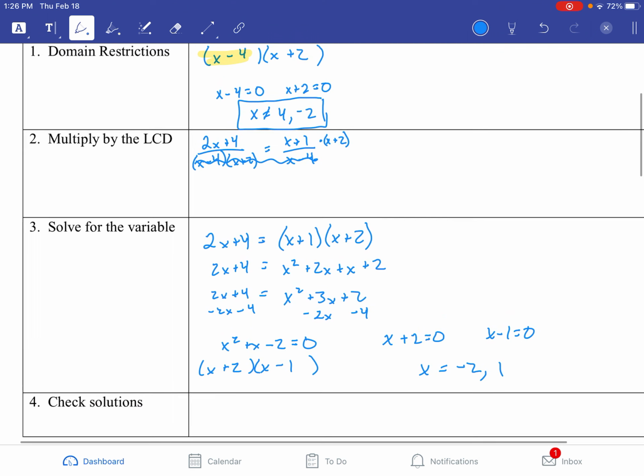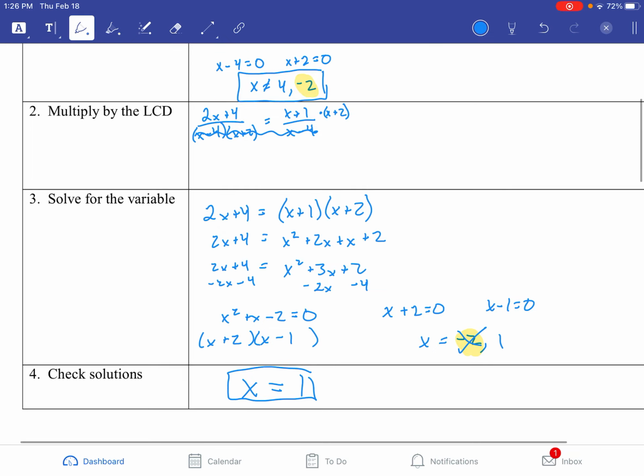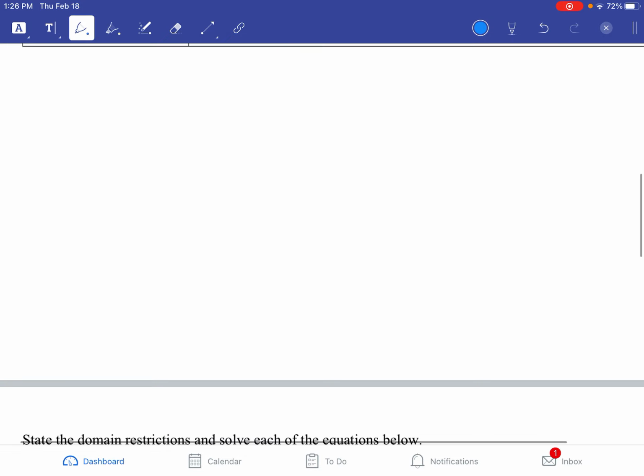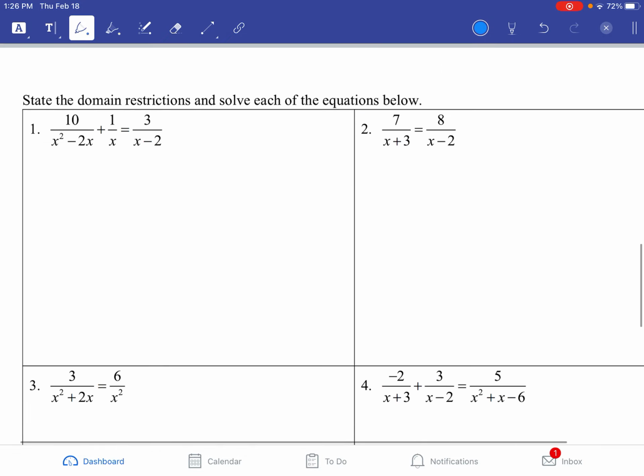You got to go back up and refer to your domain restrictions. And notice that one of our domain restrictions was negative 2, which is also one of our answers. Well, you can't have that. It's restricted, so you can't use negative 2. So we're going to cross this one out, and our only answer is positive 1. All right, so that's how you do these problems. So let's look at some examples to show you how this works in a couple different ways.